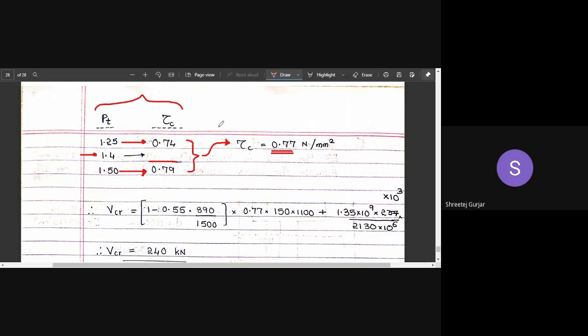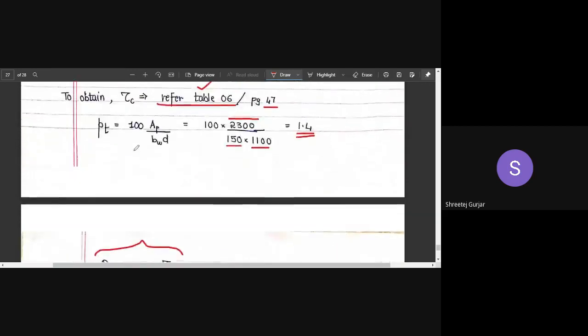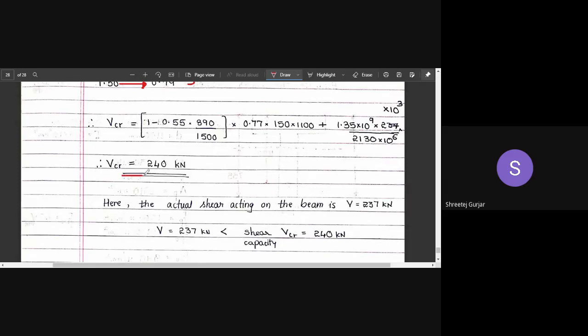Once tau C is done, you can substitute all the values in VCR. All the values we have calculated are known. You can easily substitute in VCR and calculate it. That is the ultimate shear resistance of the section in shear. You can see I have substituted all the values that are required, and VCR we have got as 240 kilonewton.